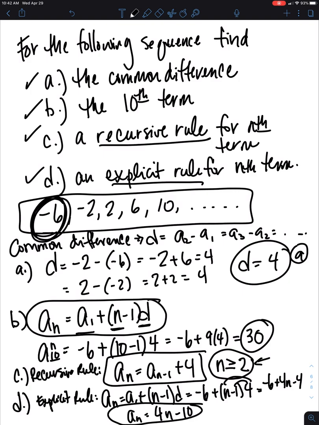Okay? Remember, we talked about at the very beginning, explicit means you're going to plug in, so it doesn't matter, like if you look at this equation, I'm going to point to it with my arrow so you know what I'm talking about.